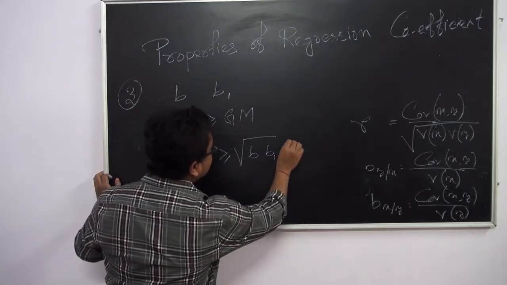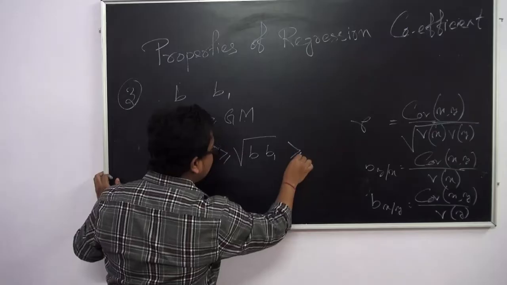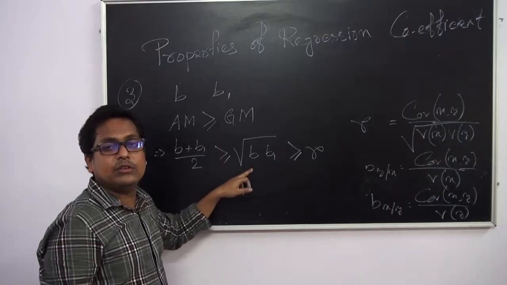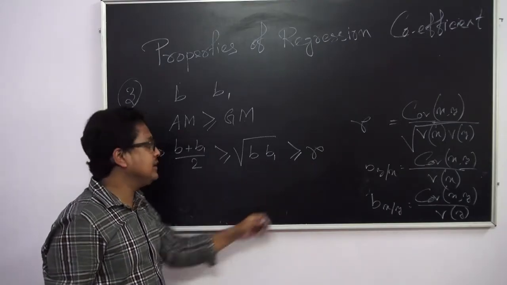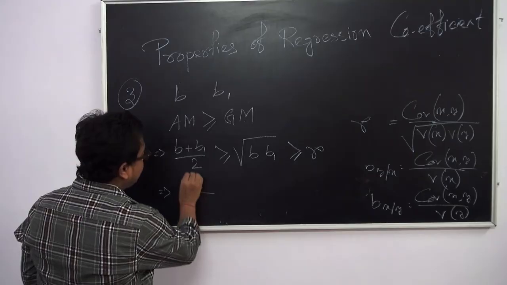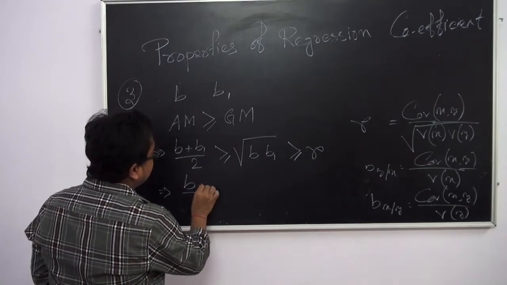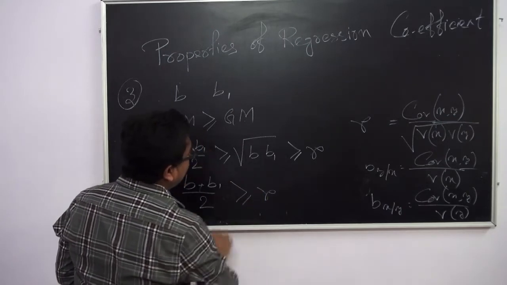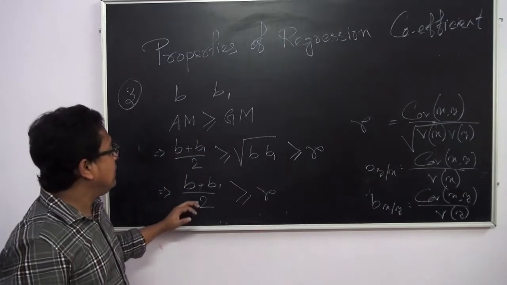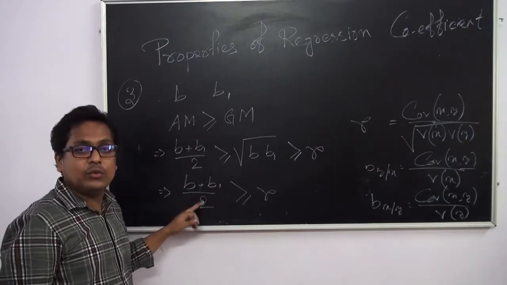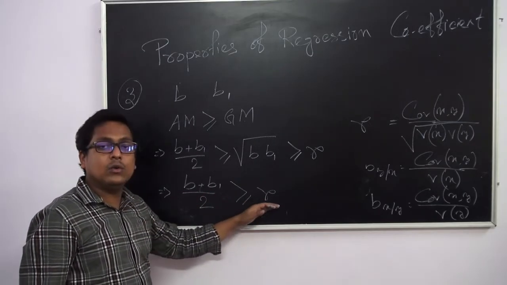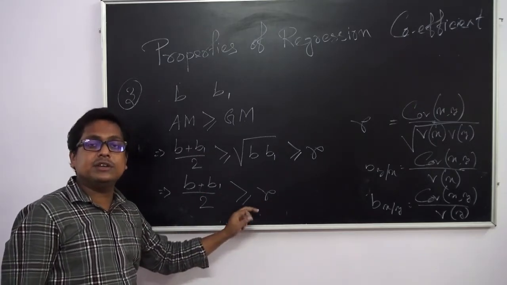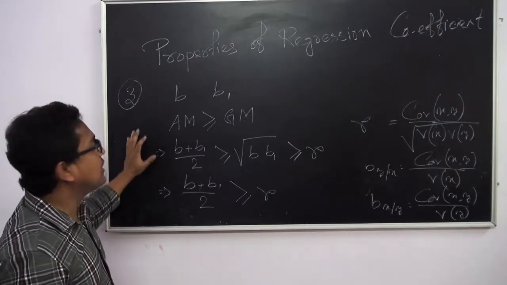So this is nothing but r. The geometric mean between the two regression coefficients is nothing but the correlation coefficient. So I can write b plus b1 by 2 is greater than or equal to r. That means the arithmetic mean of the two regression coefficients is never less than the correlation coefficient. This is the third property, provided that the correlation coefficient is positive.